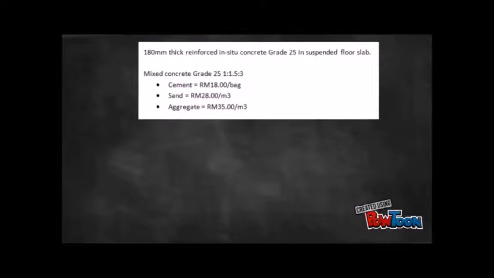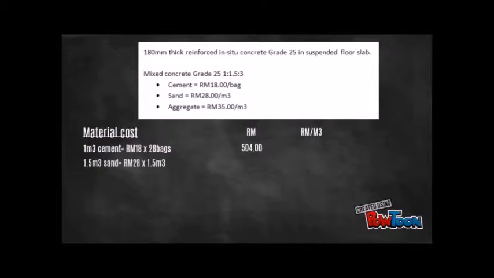Now we are going to do the calculation for concrete estimating. First, we have to calculate the material cost. The cement price has to be times by 28 packs to get 1 meter cube in size. Price of sand times 1.5 meter cube to get the price of sand. Following by calculate the price of 3 meter cube aggregate. Total up the answers to get the sum.